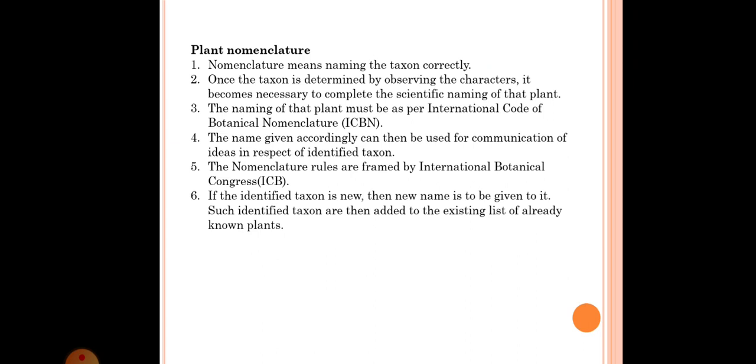The nomenclature rules are framed by the International Botanical Congress, that is IBC. If the identified taxon is new, then a new name is to be given to it. Such identified taxa are then added to the existing list of already known plants.